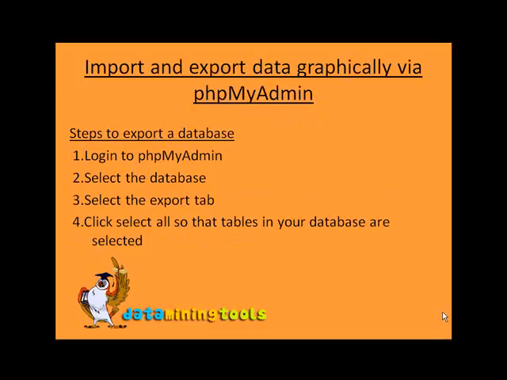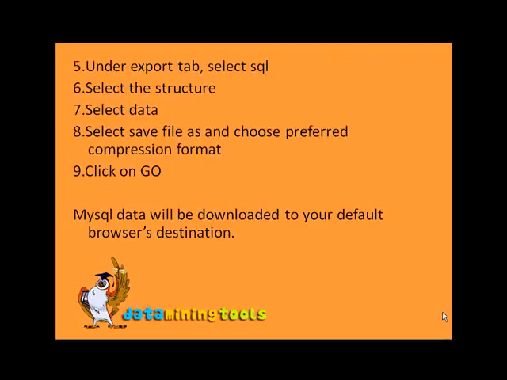Steps to export are: log in to phpMyAdmin, select the database, click on the Export tab, click Select All so that the tables in your database are selected. Under the Export tab, click on SQL, select the structure and data, click on Save File As and choose the preferred compression format. For example, to provide a zip folder, click on Zip. Finally, click on Go. So MySQL data automatically starts downloading into your default browser destination.